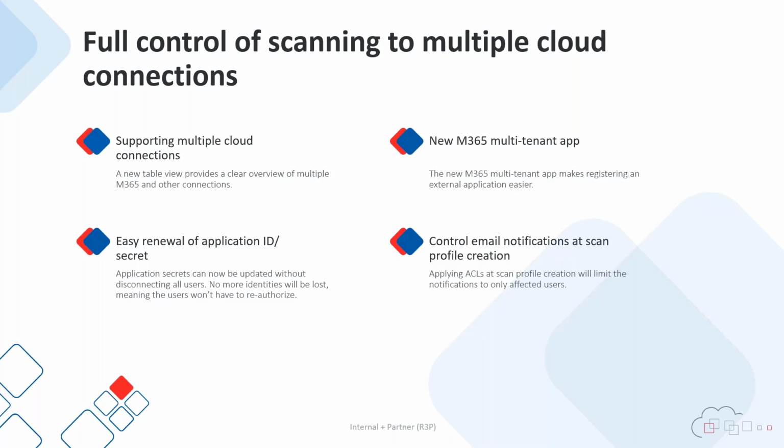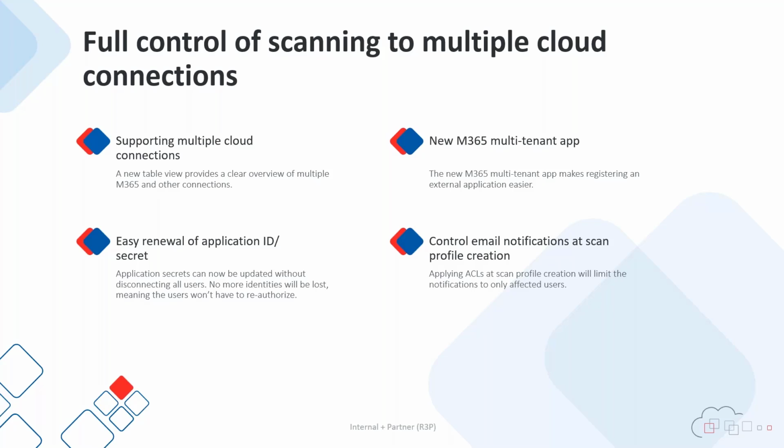And the next one, controlled email notifications. Now, by applying access control lists, basically ACLs, during the creation of the scan profiles, notifications are limited to only those affected users, reducing unnecessary emails to everyone. So another big thumbs up in terms of that enhancement. However, for more detailed information on these improvements, please refer to the 2025.1 released information documents, which are available on the partner site in terms of how to configure this efficiently.